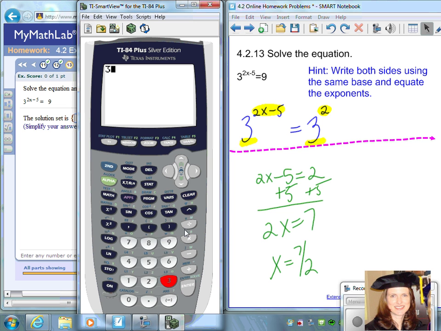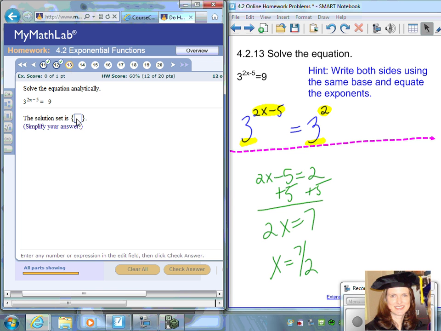You type 3 raised to the power, in parentheses, 2 times 7 over 2 minus 5. That equals 9. So we know 7 over 2 is the correct answer.